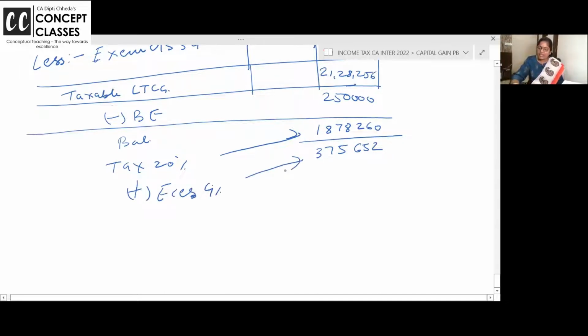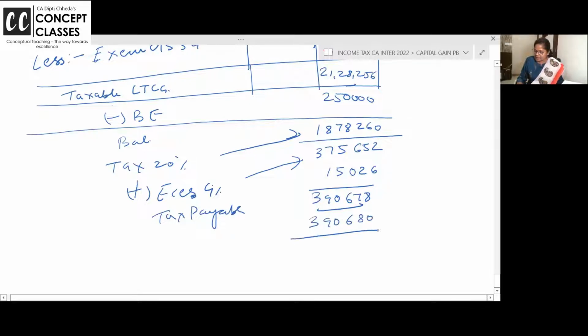Should I take surcharge? Answer is no. Only if the income exceeds 50 lakhs, then surcharge will come. Calculate, how much is coming? 375,652. So 390,678 is the tax payable, rounded off to 370,680. No rebate, no surcharge. Oh, I calculated the tax.